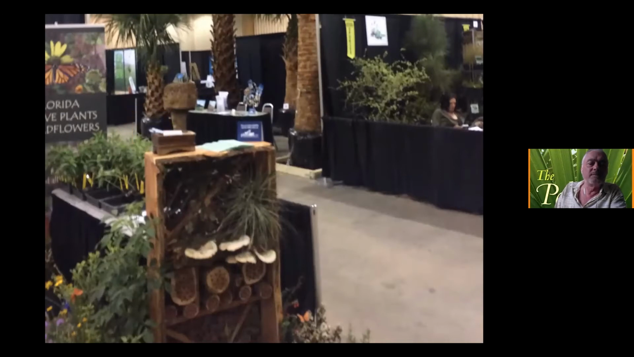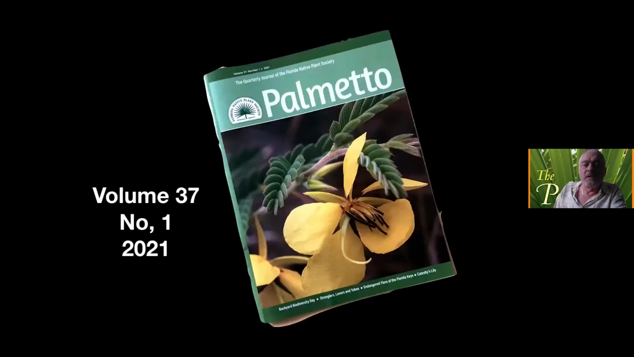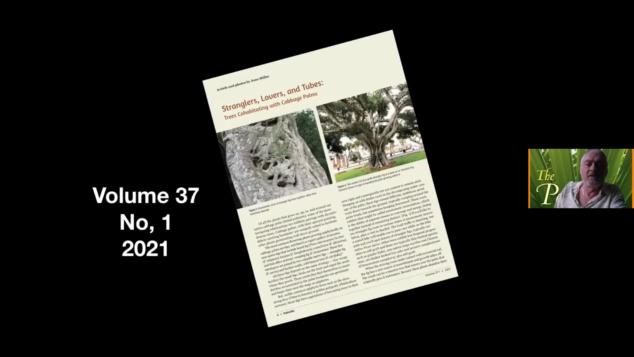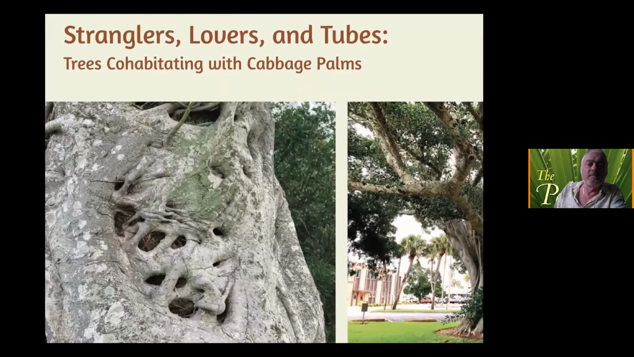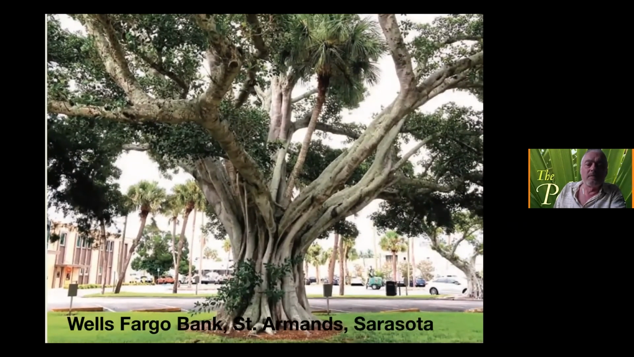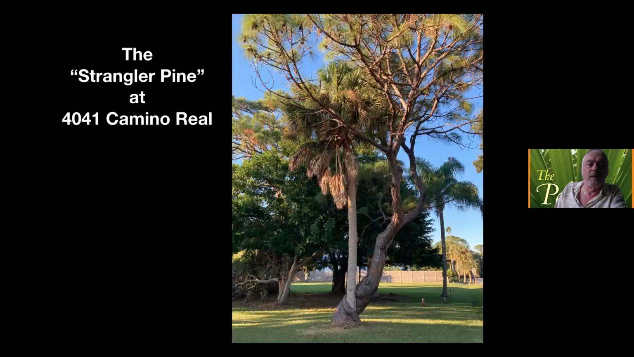Now, if you're interested in epiphytes, you could get a copy of Palmetto, the most recent issue of the Florida Native Plant Society newsletter, and I have an article in there about trees that cohabit with cabbage palms. So here's a cabbage palm out at the Wells Fargo Bank on St. Armands, and it's a giant strangler fig, and the palm seems perfectly happy.